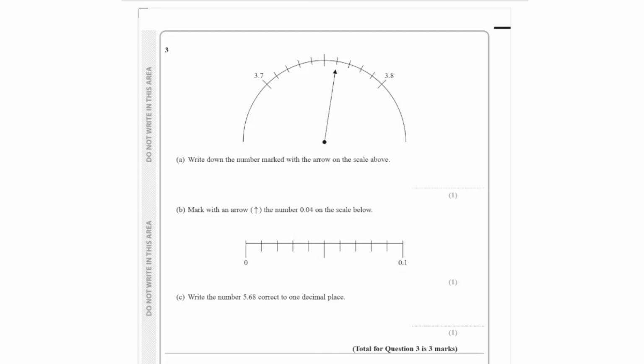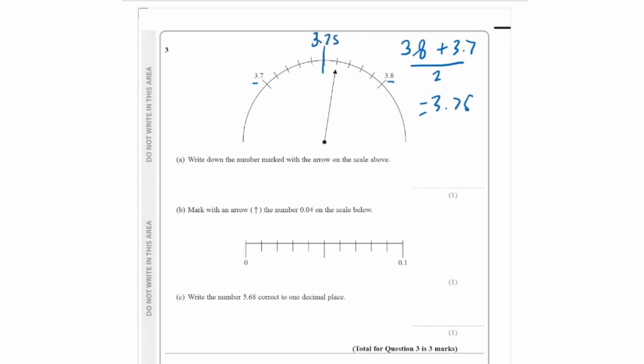Write down the number marked with the arrow on the scale above. So here I can see 3.7 and 3.8 and a halfway point marked here. To find the halfway point, simply find the sum of the values given and divide by 2, which gives us 3.75 as our halfway point.